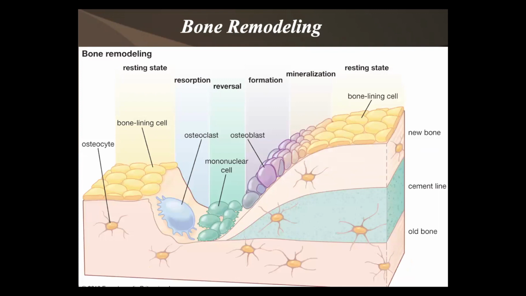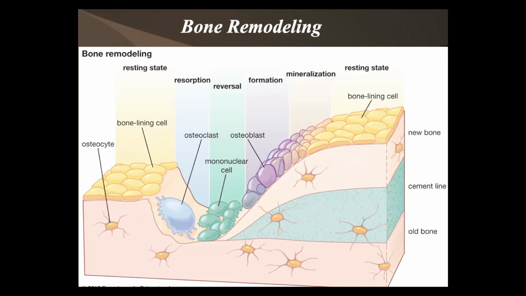Okay, this is a different topic now, but bone remodeling, as I mentioned earlier. Your bone is constantly being broken down and remade and rebuilt. And it shows you right here what that looks like. So an osteoclast, you can see it's a blue blob right here, that breaks down bone. And osteoblasts build up bone.